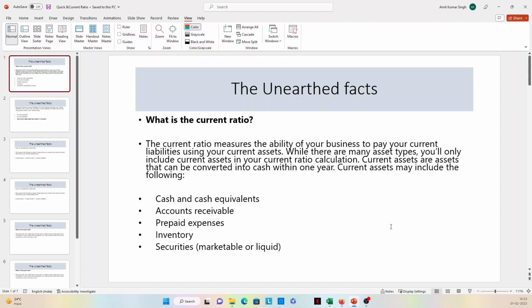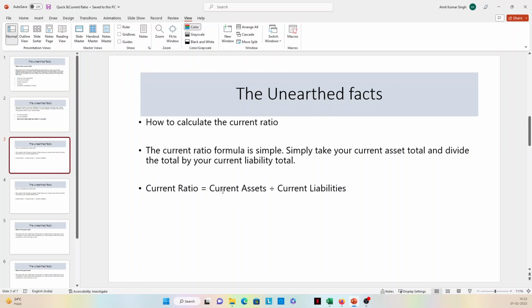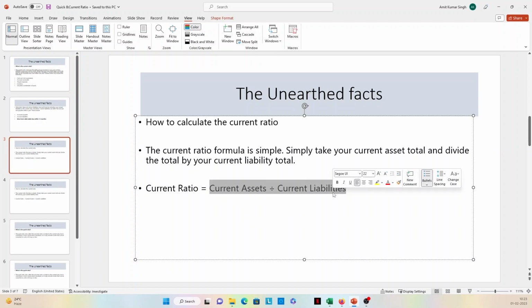So look at this line. Current assets are the assets that can be converted into cash within a year. If it's beyond a year, of course, it won't be considered a current asset. Now, how do you calculate the current ratio? It's a very simple ratio: current assets divided by current liabilities. Whatever current assets you have in the balance sheet, divided by current liabilities.